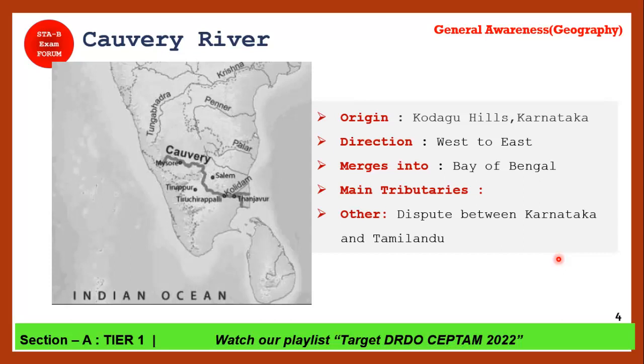So the important thing about the Kaveri River is the dispute. There is a dispute between Karnataka and Tamil Nadu for which river? Kaveri River. Okay. That is enough for the Kaveri River, I guess.